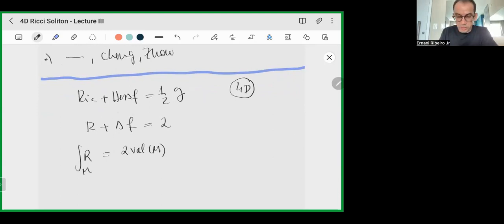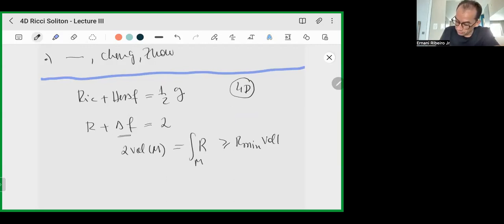Because this term disappears, we have a Laplacian term, and by Stokes' theorem, since the manifold is compact without boundary, we have only this equation. In other words, let me put this guy on the other side. This equals this, which is bigger than or equal to the minimum value of the scalar curvature achieved in this manifold. Because it's compact, the minimum and the maximum values are achieved.